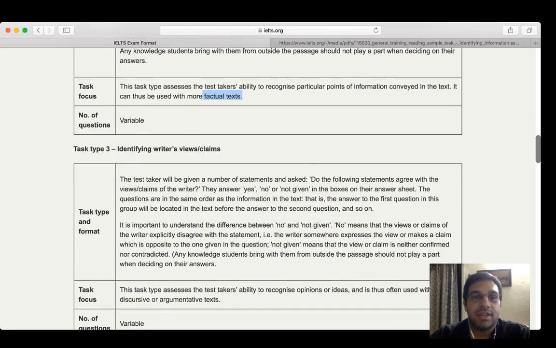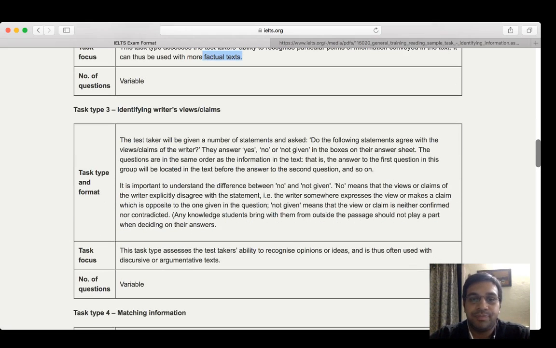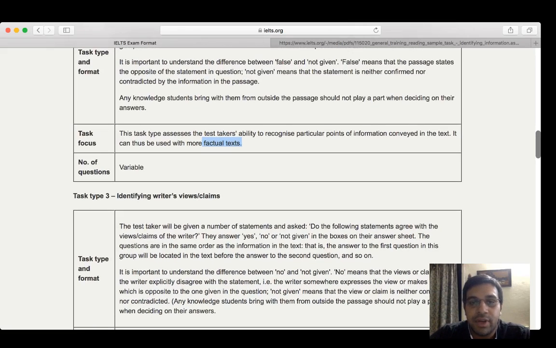Now coming to the yes, no, not given questions. As you will read, this type of task is used more for discursive or argumentative text. In yes, no, not given questions, you have to find out the opinion of the author, what the author is trying to convey. So in a way, these types of questions are a bit trickier than the true, false, not given questions.